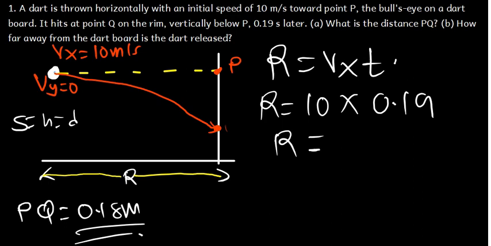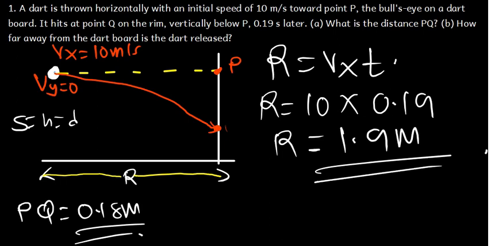Okay. So our range is going to be 1.9 meters. So that is how far it was from the dartboard. Okay, so that is it for question 1.